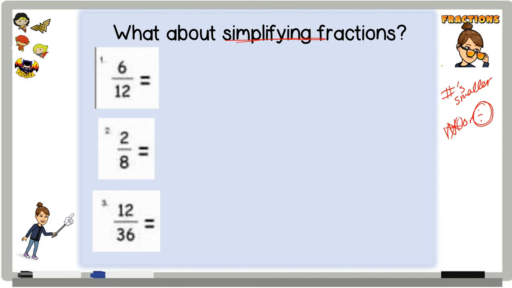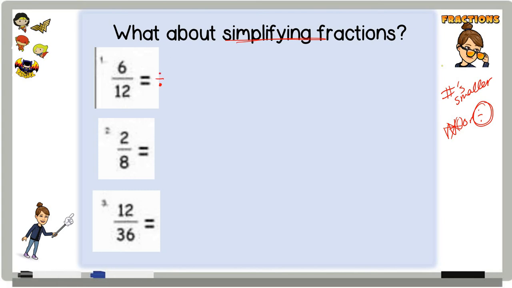So what I can do here, I can actually use the greatest common factor to make equivalent fractions to simplify them, but we're going to do that in our next step. Here, I can find a common factor. So 6 and 12 can both be divided by what number? They both can be divided by 2.